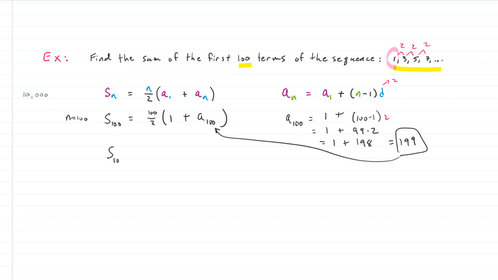We have S of 100 equals 100 over 2. I'm just going to say that's 50 as I'm simplifying. And I have 1 plus 199. That gives us 50 times 1 plus 199 is 200. And 50 times 200 is 10,000. So if I summed the first 100 odd integers, I would get 10,000. I think that's kind of cool.